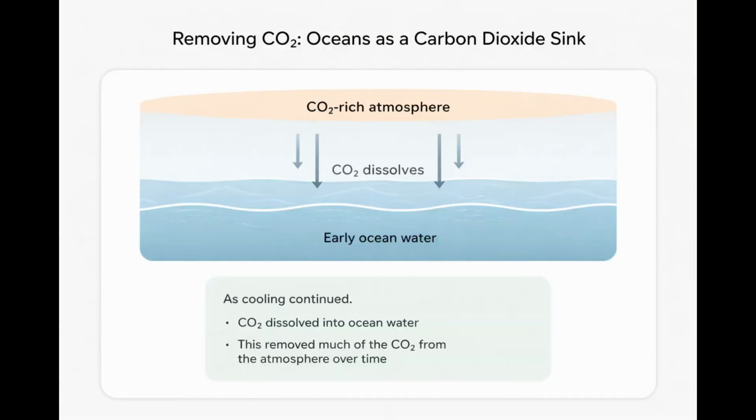As Earth continued cooling and oceans persisted, carbon dioxide didn't just stay in the air. CO2 dissolves into water, so the ocean can act like a sink that pulls CO2 out of the atmosphere. Over long timescales, that process can reduce atmospheric CO2 substantially. This is an early example of how the atmosphere and oceans are coupled. Changes in one reservoir can drive big changes in the other.